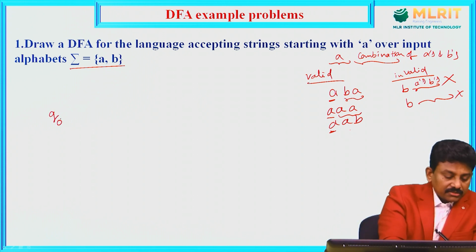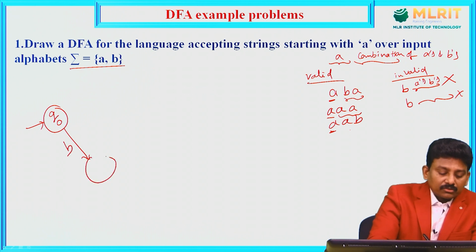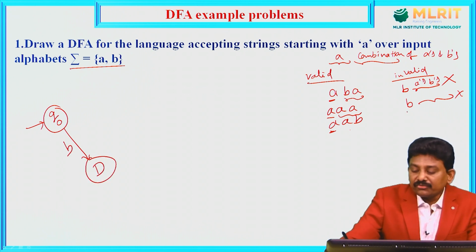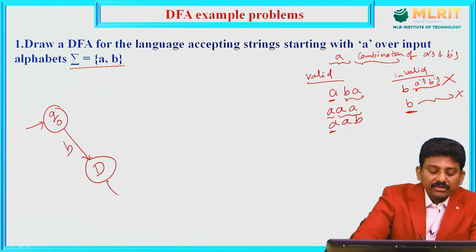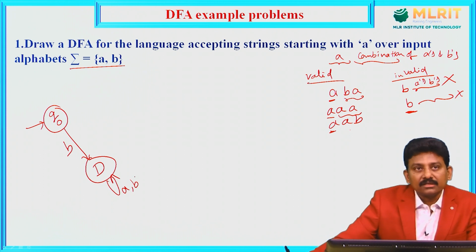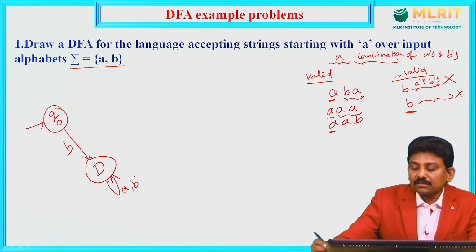Initial state is Q naught. If the first symbol is B, I can go to the dead state, because if you see the first symbol as B, afterwards if you read any number of A's and B's, that is invalid. So I go to the dead state, and there I can read any number of A's and B's and stay in the dead state. You cannot come out of the dead state, because afterwards any symbols are invalid only. I have already seen the first symbol as B.